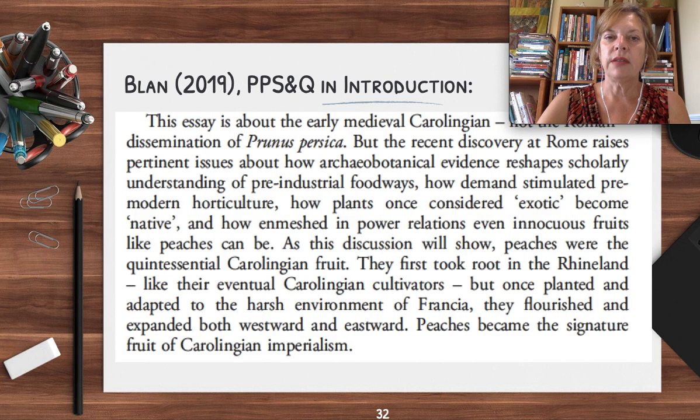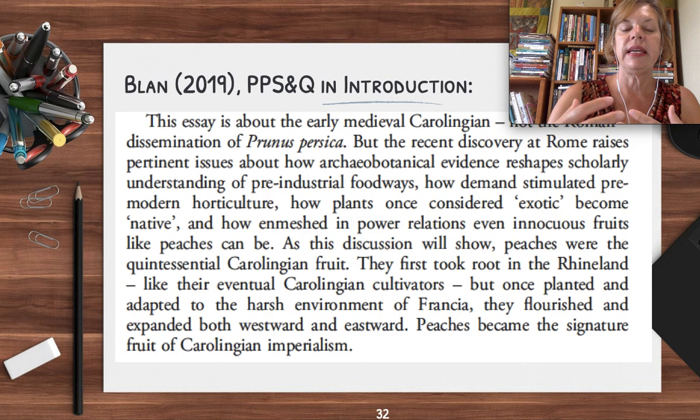So here's an example again of a problem purpose statement in an introduction. So this is the same paper. Again, the purpose is there. This essay is about the early medieval Carolingian dissemination of the peach. So it's very clear it's there. But the recent discovery at Rome raises pertinent issues about how archaeobotanical evidence reshapes scholarly understanding of pre-industrial foodways. There's the problem again. It's written differently. It's also the knowledge gap.